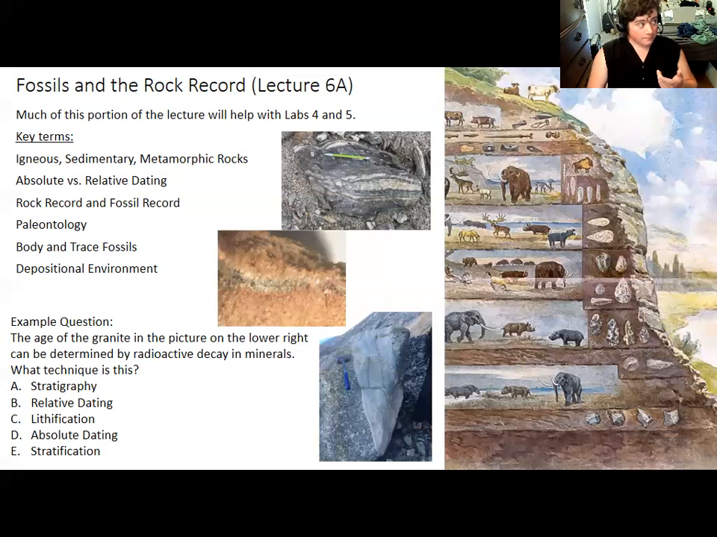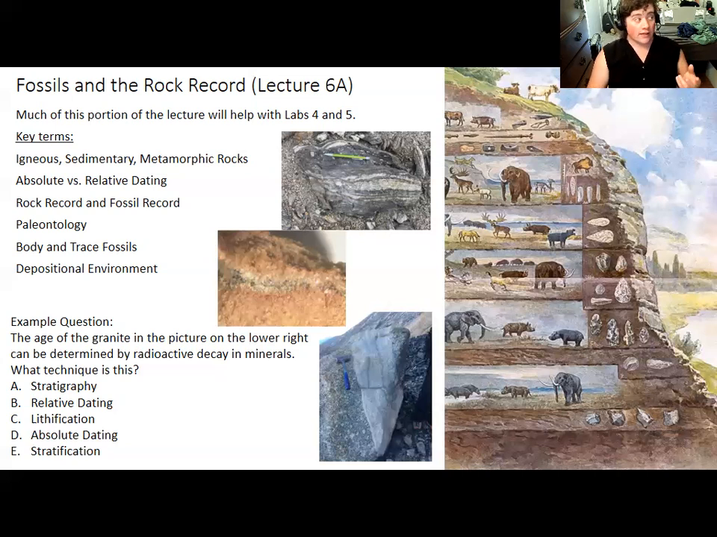I think eggs are considered body fossils because they're a part of the embryonic organism. But whether we have trace or body fossils, we can use fossils to determine what type of place is represented by the rocks we find. The depositional environment of a sedimentary rock is what type of place the sediments that make up the rock were deposited in, whether it's a deep ocean setting or a lake setting or a desert setting or a forest setting.